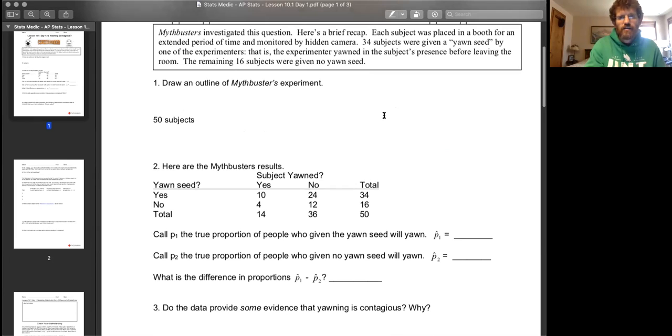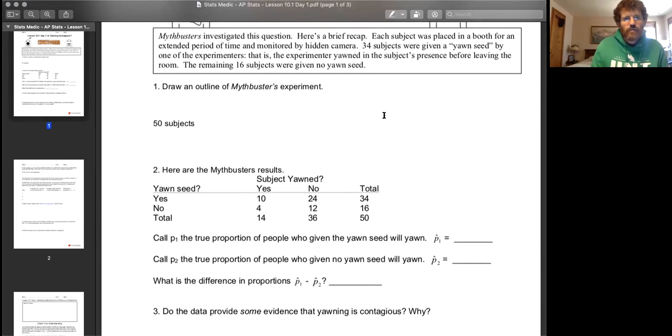Is yawning contagious? So the first thing, this is just a good review of setting up and remembering experimental design, is what is the outline of this experiment? First of all, we randomly assigned 50 subjects. So there was some random assignment.